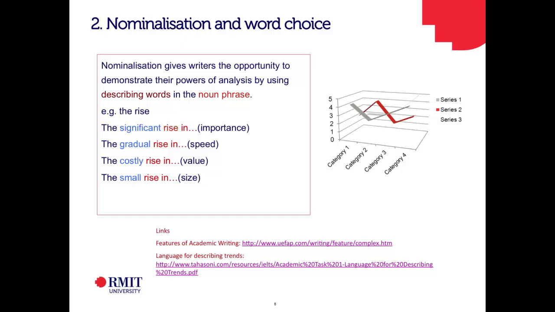For example, reference to a previous study that records a rise in results can be qualified by the addition of an adjective that provides further information about importance, speed, value, or size of the rise, for example. And this directs the reader to interpret the data according to the writer's analytical perspective or argument.